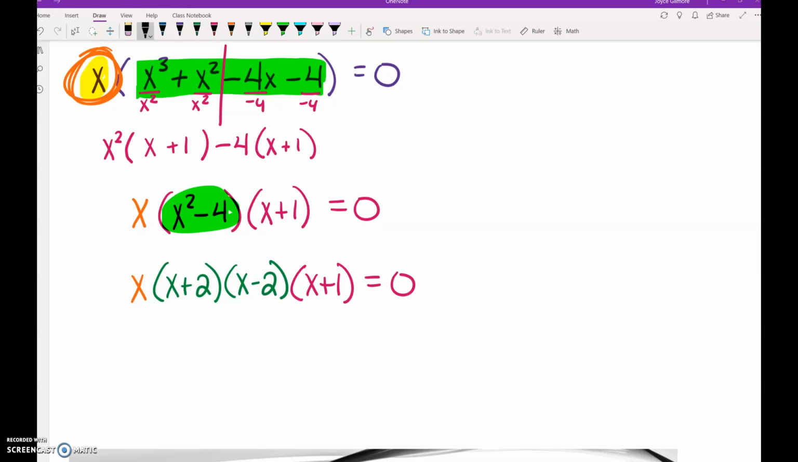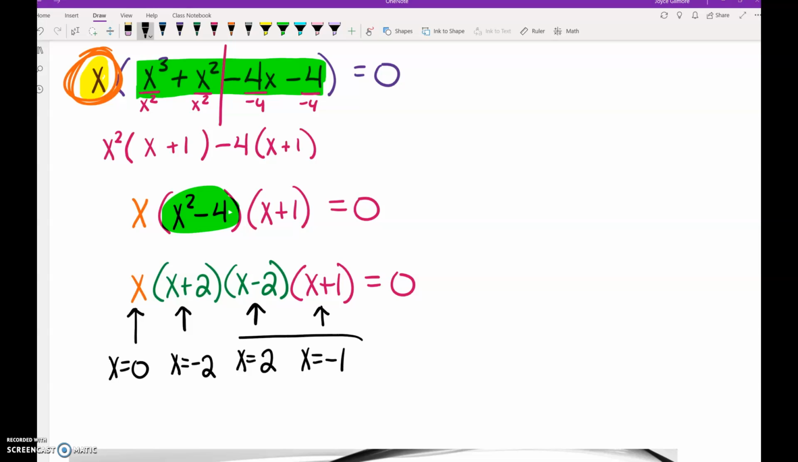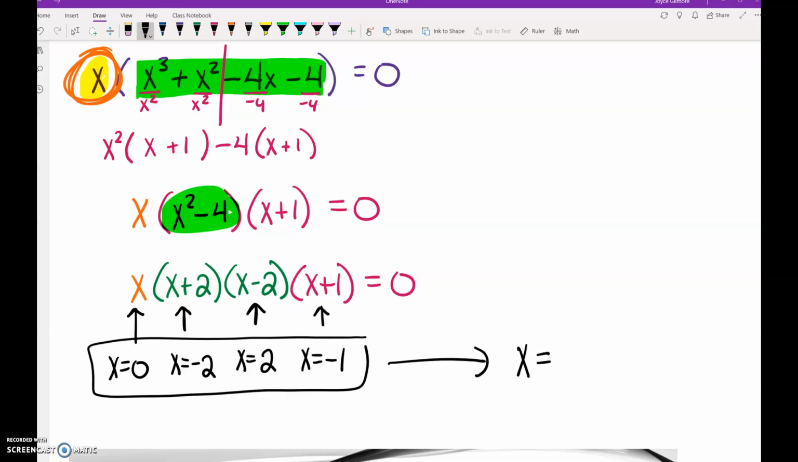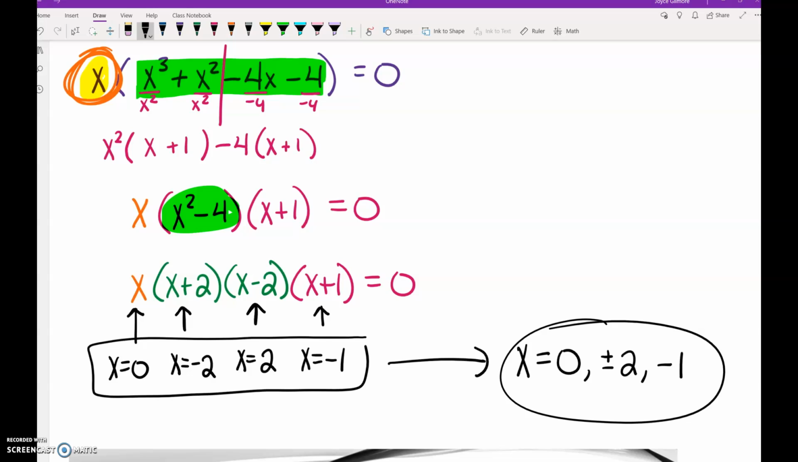Now for all of our solutions. This part gives us x equals 0. This part gives us x equals negative 2, x equals positive 2, x equals negative 1. I prefer writing all 4 of them out separately, but you may see in the book or on a multiple choice problem on a test, they could write this as x equals 0, positive and negative 2, and negative 1. So there are 4 numbers written here. They just collapsed that positive and negative 2 into one thing to save space.